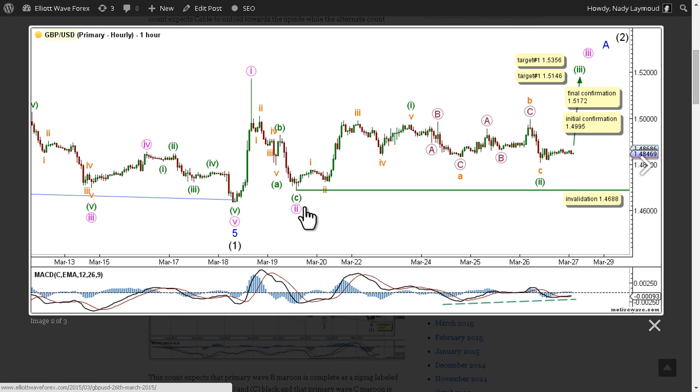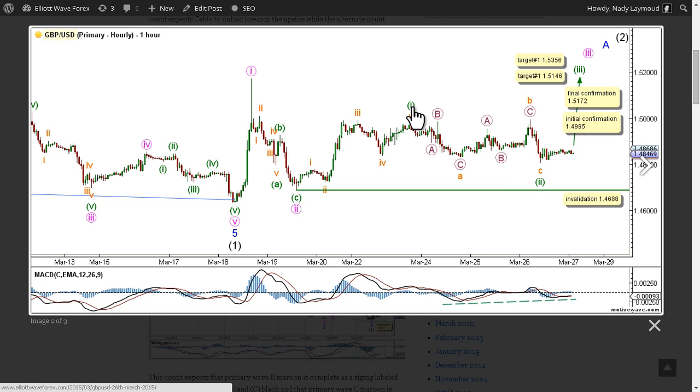Wave 2 pink unfolded toward the downside as a zigzag labeled A, B, and C green, with wave A green unfolding toward the downside as an impulse labeled waves 1 through 5 orange. It's expected that wave 3 pink is unfolding toward the upside, and within wave 3 pink, it's likely that waves 1 and 2 green are complete and that wave 3 green is unfolding toward the upside. Wave 1 green unfolded as an impulse labeled waves 1 through 5 orange, with wave 5 orange being a truncated fifth wave as it failed to make a new high above the end of wave 3 orange.